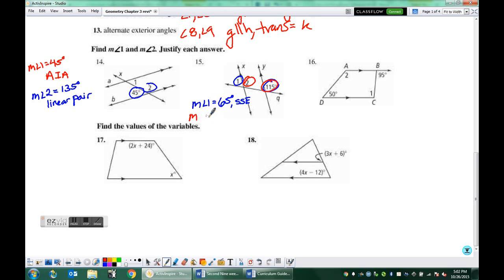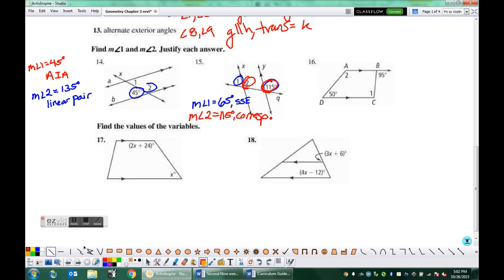For the next example, angle 2 and angle 115 are corresponding angles. You'll notice they're in the same corner. They would overlap if I drag the 115 over to the other intersection. So they're both the top right corner. Corresponding angles are congruent, so this is going to be 115 degrees as well.